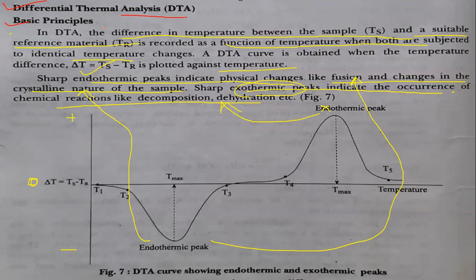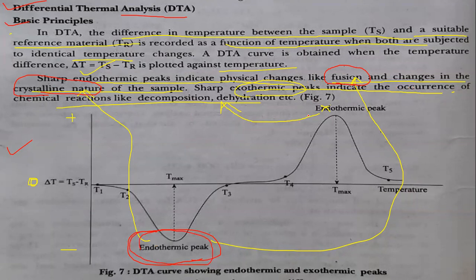The DTA curve is obtained when the temperature difference, that is delta T equal to Ts minus Tr, is plotted against the temperature. This is the DTA curve in front of you. A sharp endothermic peak indicates physical changes like fusion and changes in the crystalline nature.